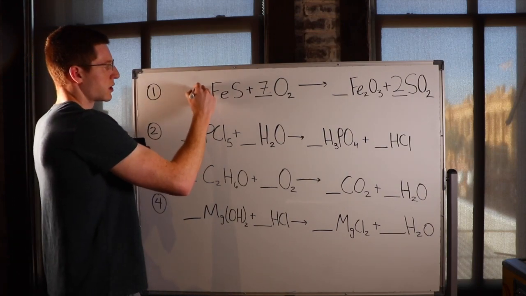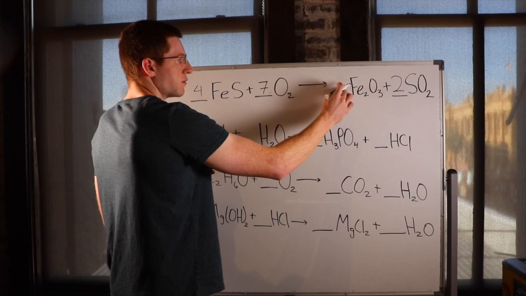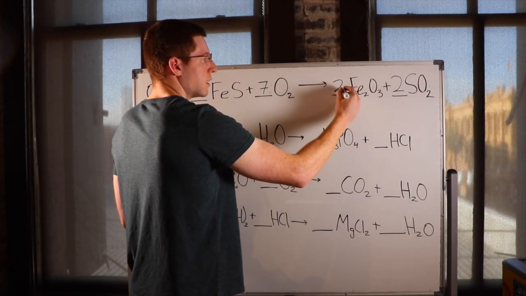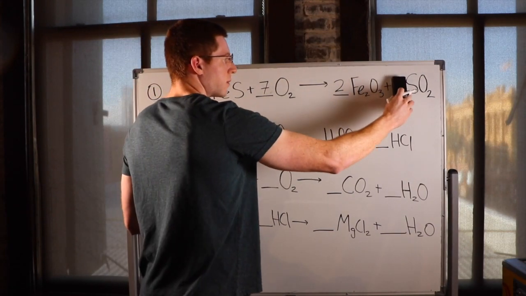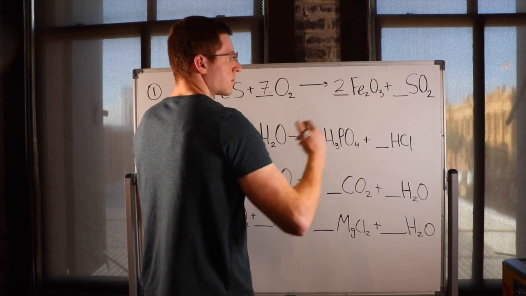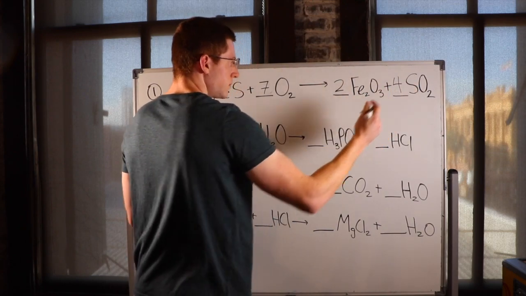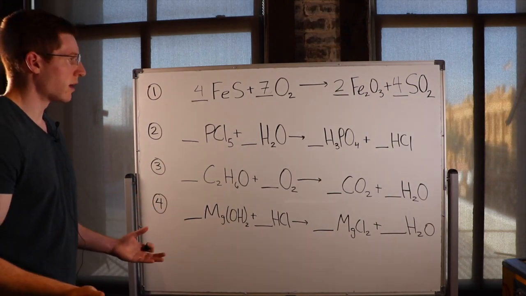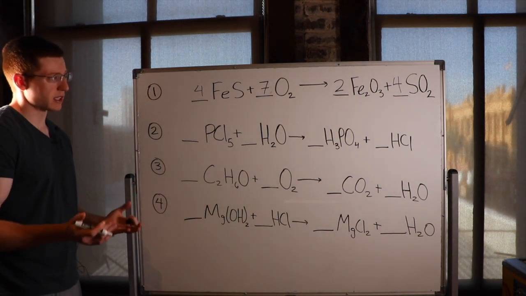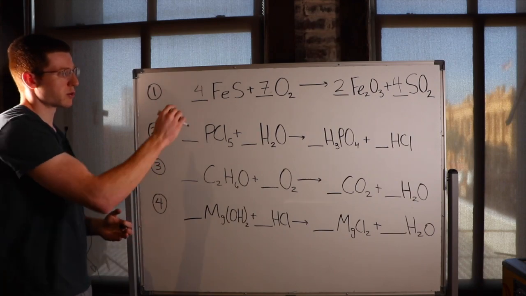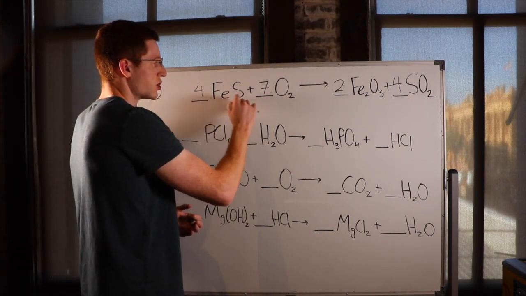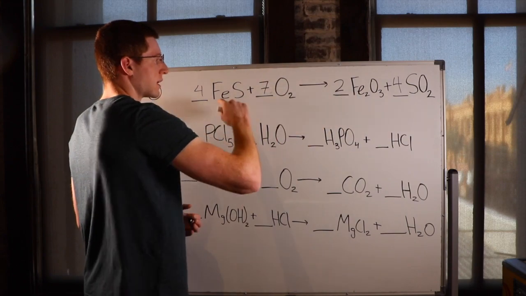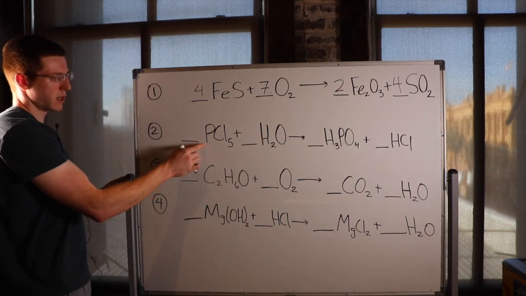So now this 2 will turn into a 4. This invisible 1 will turn into a 2. And this 2 will turn into a 4. Okay, so now the reaction is totally balanced and we finished number 1. So that wasn't that bad. You just kind of have to go through atom by atom, adjusting as you go, and then check everything at the end. So let's move on to number 2 here.